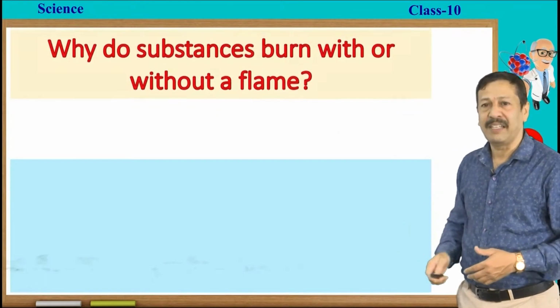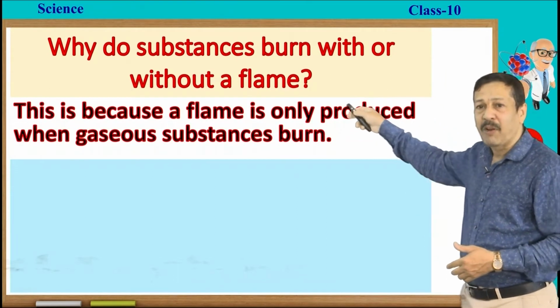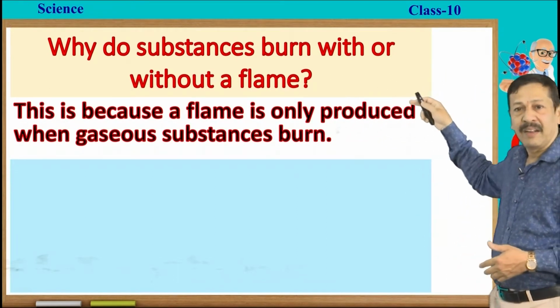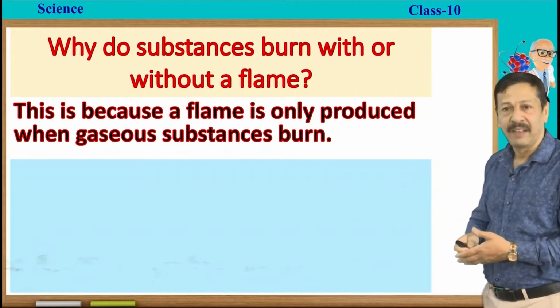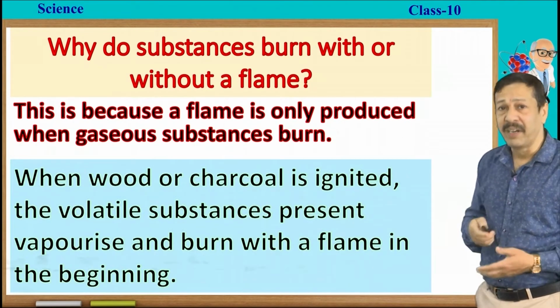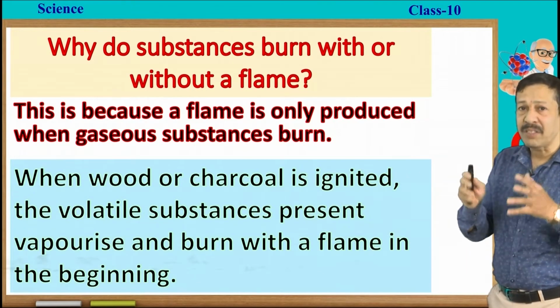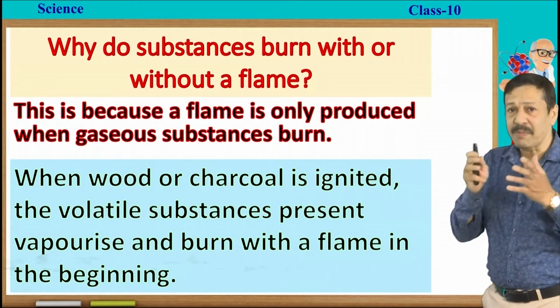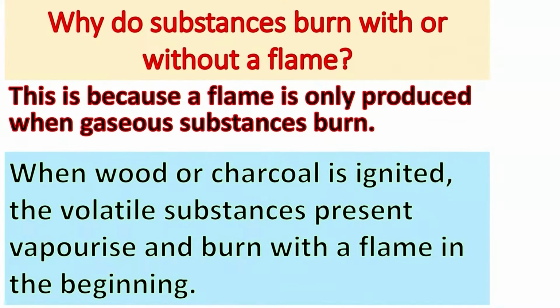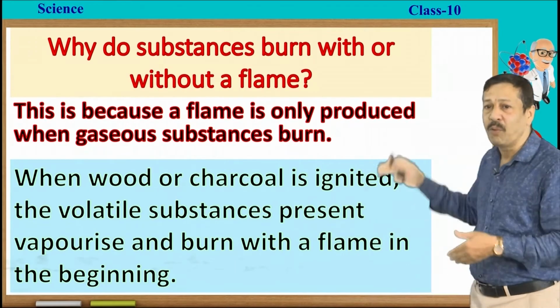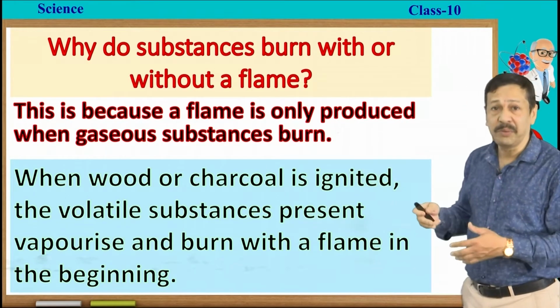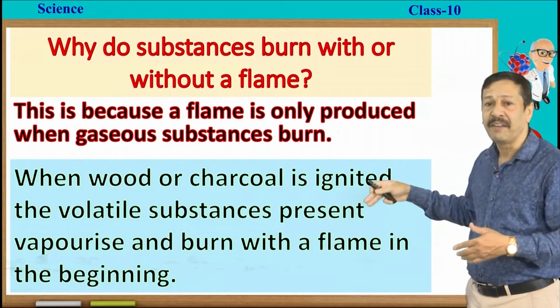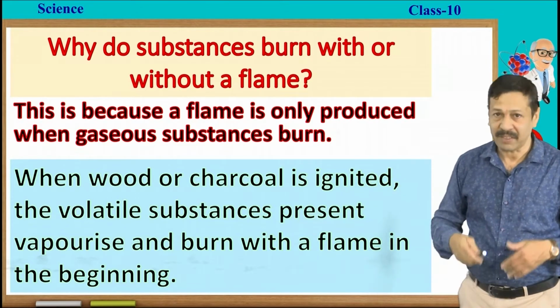The reason is that only vapors are produced, and then they catch the fire. Hence, when you are burning, the atoms or molecules of those substances are converted into vapor, and those vapors will catch fire. That is the reason why, when wood and charcoal are ignited, the volatile substances are produced, these catch the fire and you are seeing the flame, right?